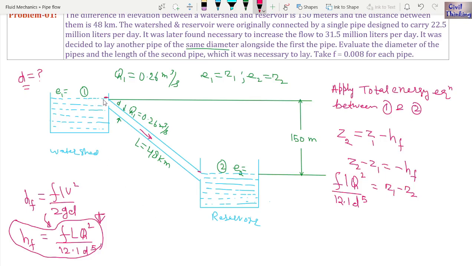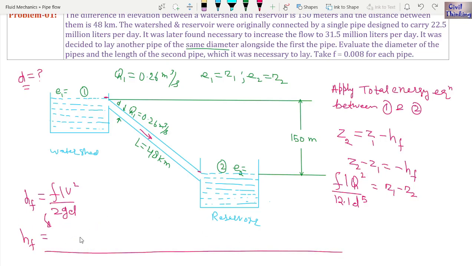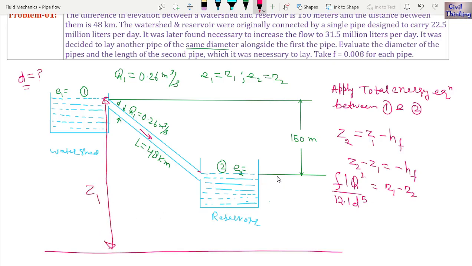Okay, now Z1 is the elevation of 1 from some level. For example, let the surface be here, okay? Let me erase all of this first. Now Z1 is from here up to here, right? This is Z1, right? Now Z2 is from here to here. This is Z2. Now, can you tell me what is the value of Z1 minus Z2?